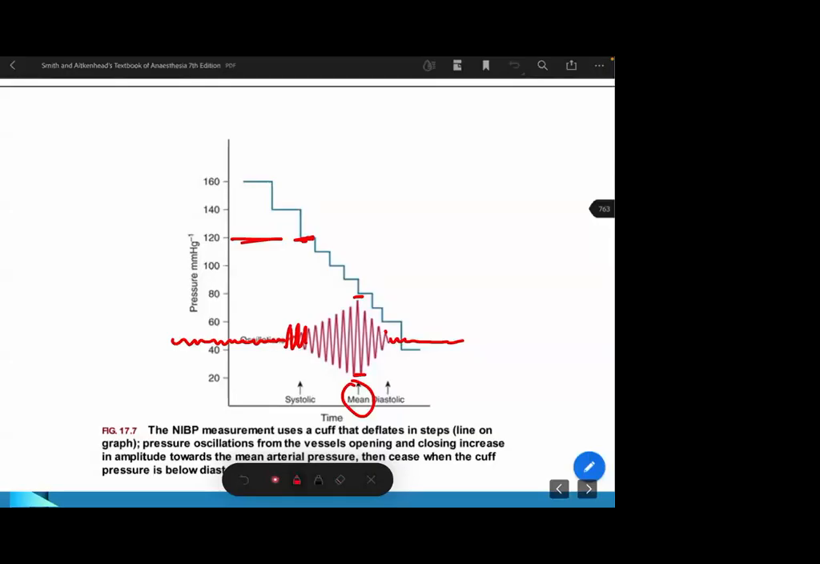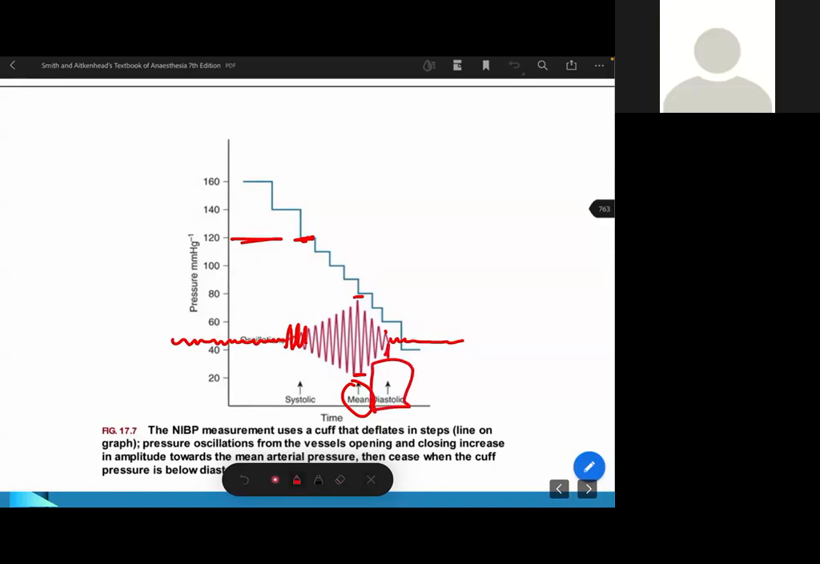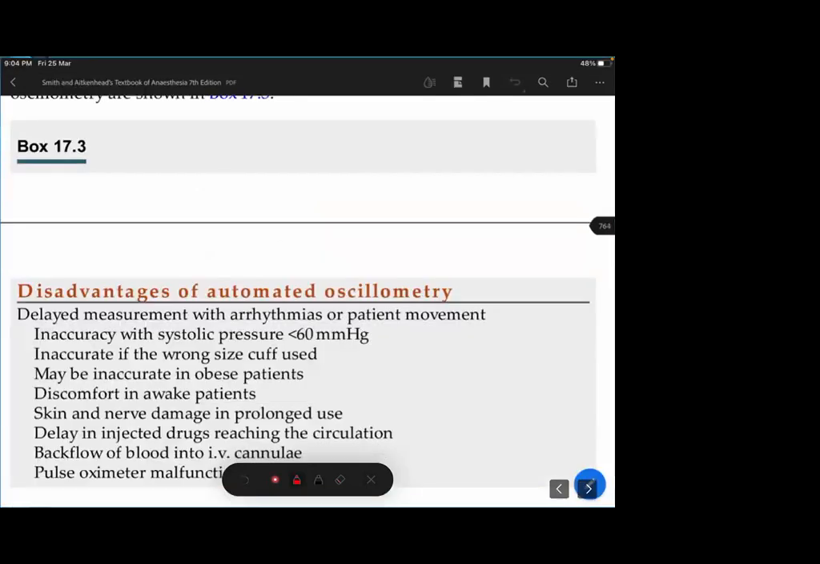Again falls to minimum level, it is the diastolic pressure. So this is how the oscillatory method is used in blood pressure monitoring.